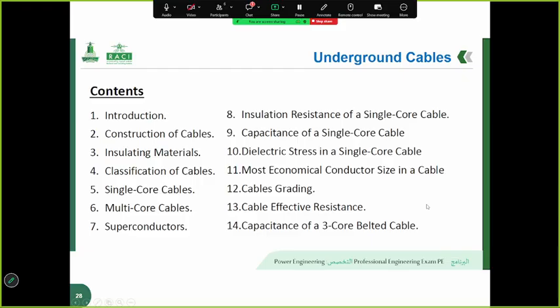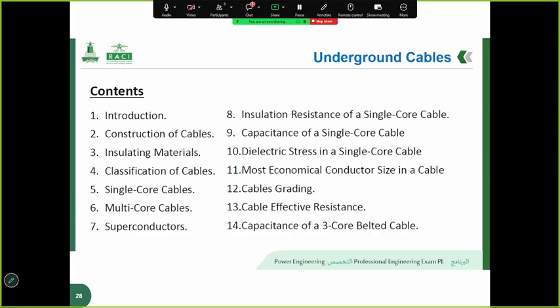So, following my introduction to cables, I will delve into the following specific subjects: construction and classification. First, we will explore the fundamental aspects of cables. We will begin with general construction of cables and various insulating materials. This will be followed by an overview of the classification of cables and a detailed look at the characteristics of both single core and multi-core cables. We will also touch upon the special case of superconductors.